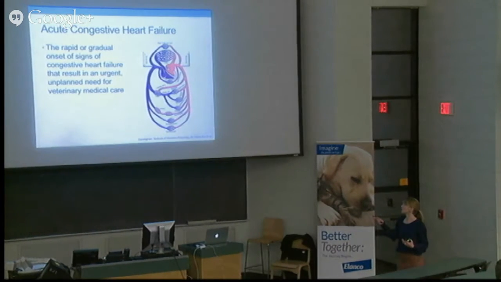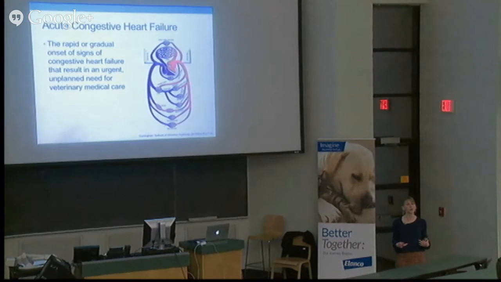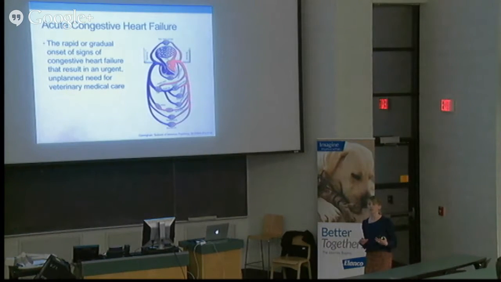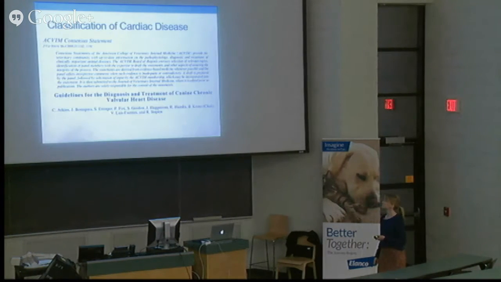And so then we're talking about a rise in right atrial pressure, a rise in central venous pressure, and then finally ascites or pleural effusion as the manifestation. So those are the signs that we're talking about.